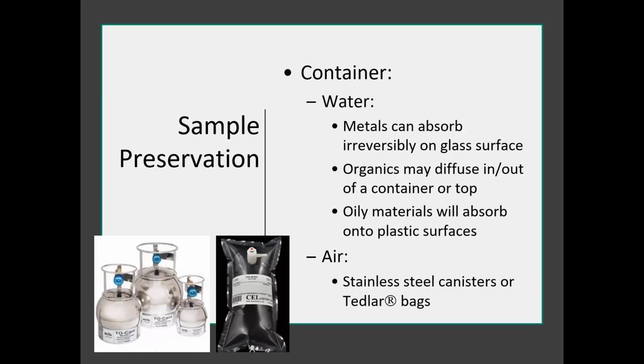And I know it's getting long, so I'm going to try and get through this a lot quicker. In terms of sample preservation, we need to think about how to preserve the samples. So for instance, metals can adsorb onto glass. Organics may diffuse through the top or the sides of a container. Oily materials can adsorb onto plastics. So these types of factors will determine what you use for sampling.